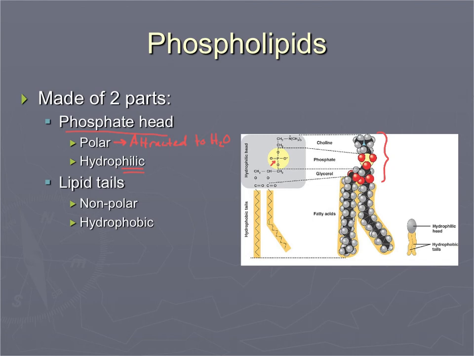Then this second part of a phospholipid is the lipid tails, and so those are shown over in this diagram as yellow, and they are made of two fatty acid chains. They are nonpolar, and nonpolar molecules repel water. They are hydrophobic. Phobias are things you're afraid of, so hydrophobic are things that don't like water. So both of those two things together make up the phospholipids, and there's two layers of phospholipids in a cell membrane, but all phospholipids contain that phosphate head and the lipid tails.